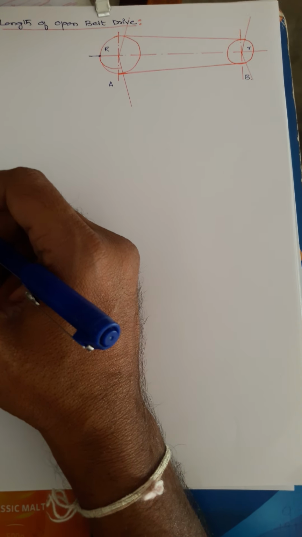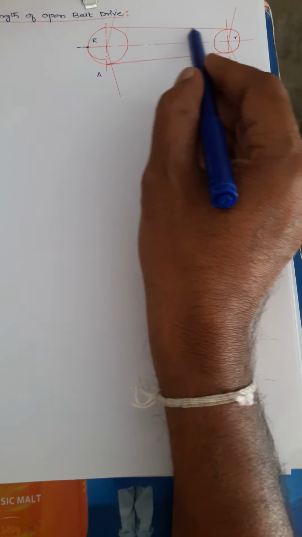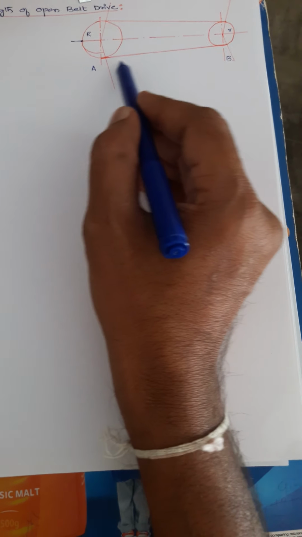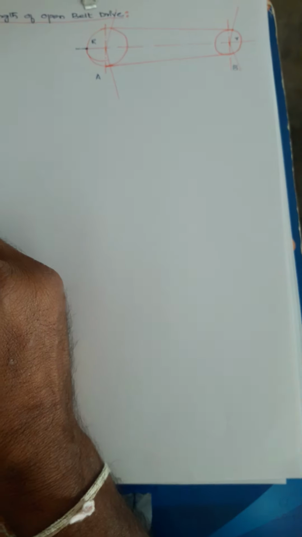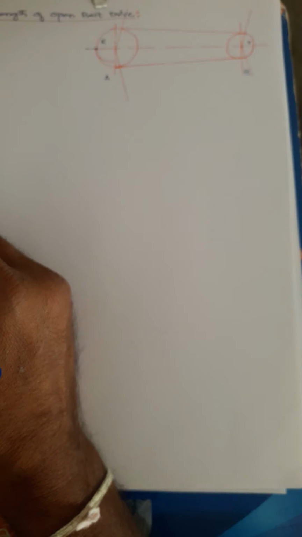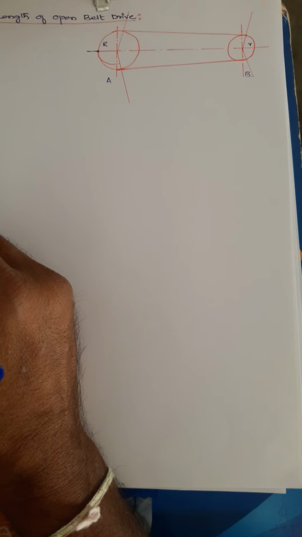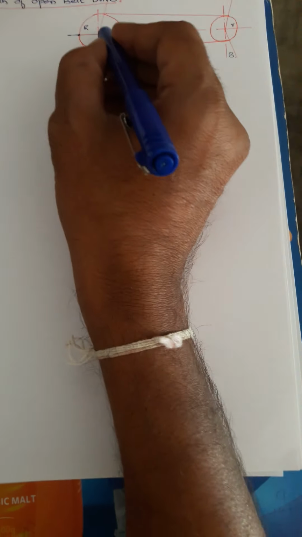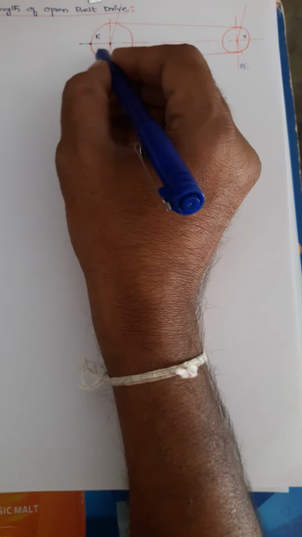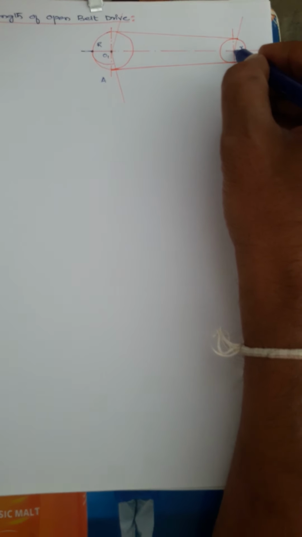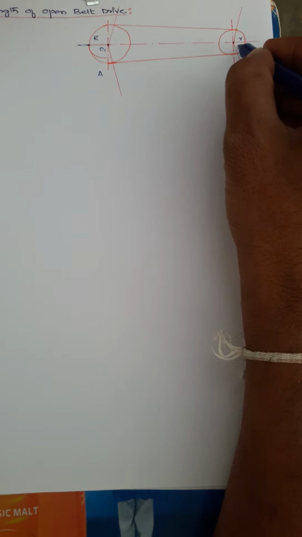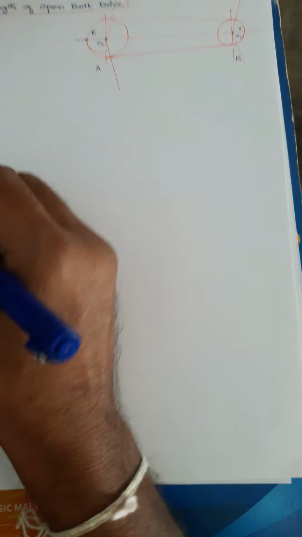Okay, now you can see the two straight lines which are connecting the two pulleys is nothing but the total belt. So here we have to find out the total length of the belt. This is the center of pulley 1, that is O1, and this is the center of the small pulley 2, and this is O2.